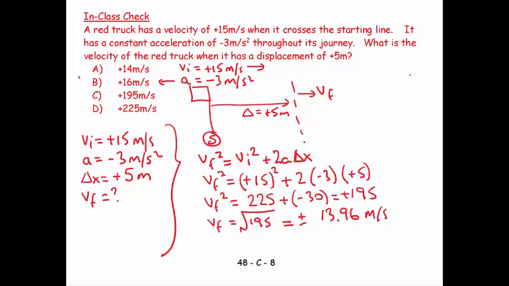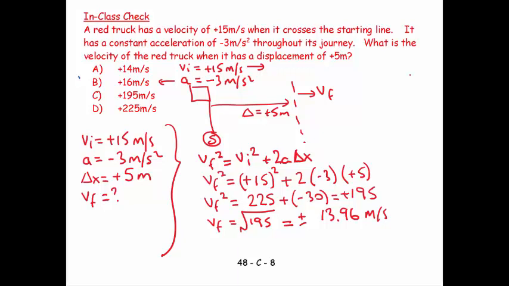And that can be rounded to 14 meters per second. Now, nine times out of ten you're going to get this as an open-ended question, so there are no answers, but occasionally you might see it as multiple choice, and you'll see that I have plus 14, plus 16, plus 195, and plus 225.